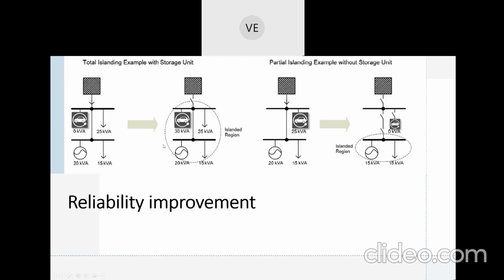Now we are going for full islanding, not partial islanding. When going for full islanding, some of the electric vehicles available here can be put on the discharging mode, and 30 kVA is produced from here. So 25 plus 15 is 40, right? 30 kVA is the capacity here. So 20 kVA can actually be dispatched.